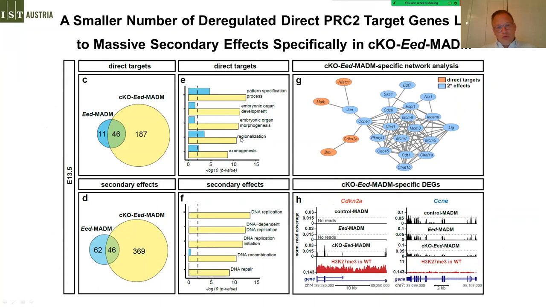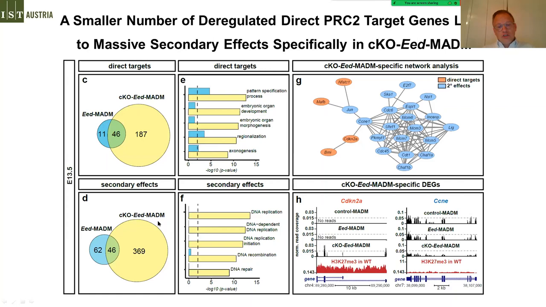genes, relate to embryonic organ development. So PLC2 is very important in the early embryo, and these are really the genes that are required. There are also axonogenesis genes, which is interesting, probably for another reason. But when we look at the secondary effects, these are massively increased in number, first of all, and again, really high in the CKO condition.